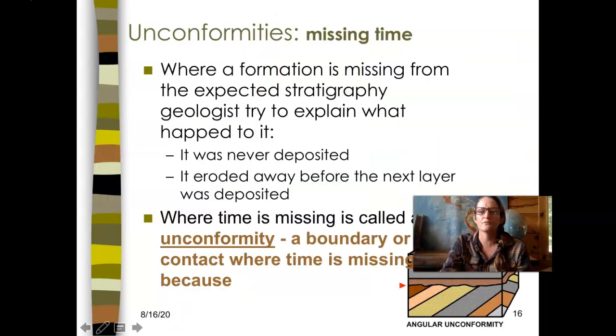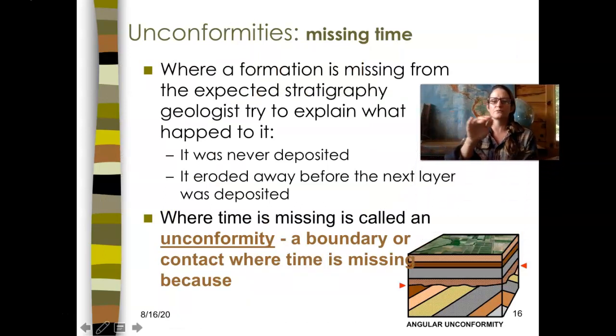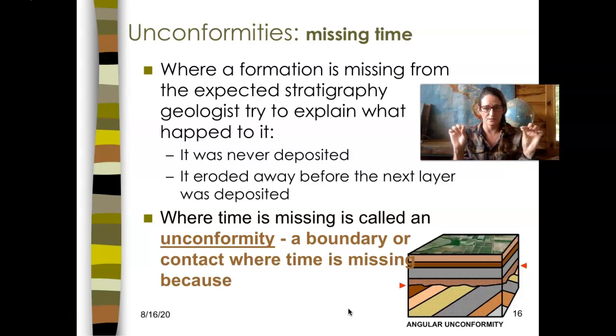Okay, back to those unconformities. These are those layers that represent the missing time. And in a block diagram like this, it's always going to be that wavy line there is the unconformity. So where a formation is missing, a formation is the mappable rock unit, where it's missing from expected stratigraphy, the layering, a geologist will try to explain what has happened, and it's going to be either that was a time of no deposition or that formation eroded away. Either way, there's missing time in the rock record. We call that an unconformity.